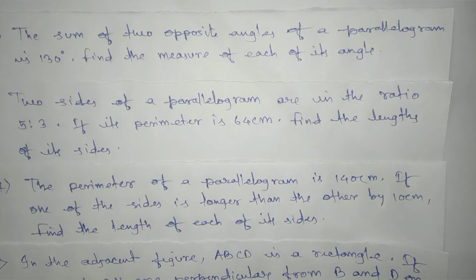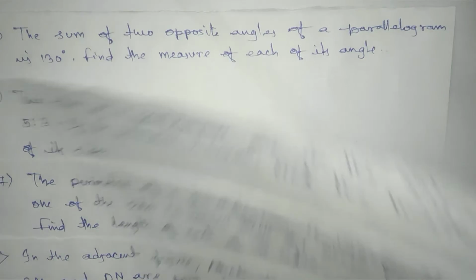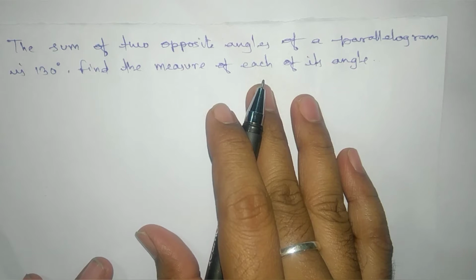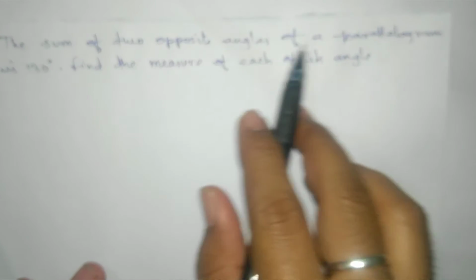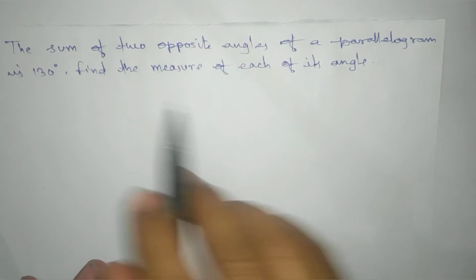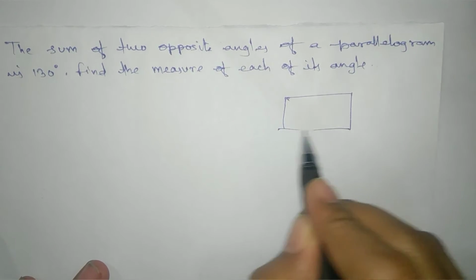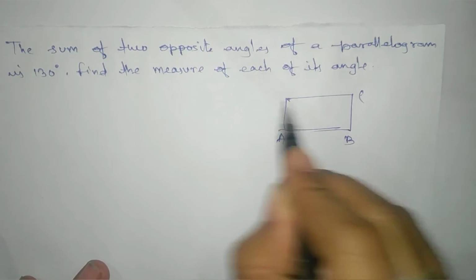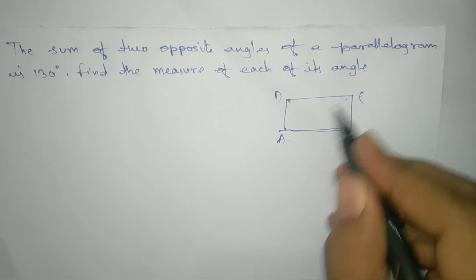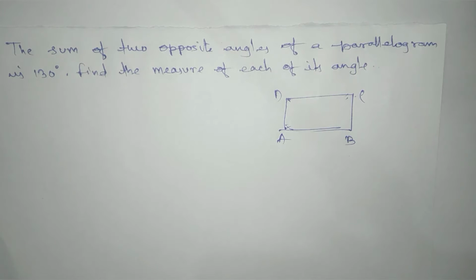Now we'll see one by one. Fifth one: the sum of two opposite angles of a parallelogram is 130 degrees. Find the measure of each of its angles. That means if we take a parallelogram ABCD, the sum of two opposite angles is given as 130 degrees.